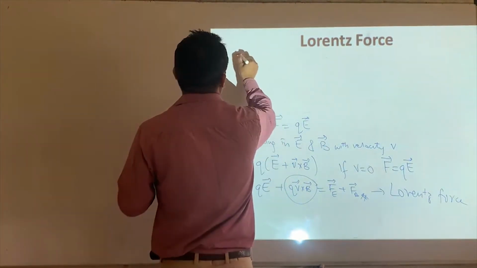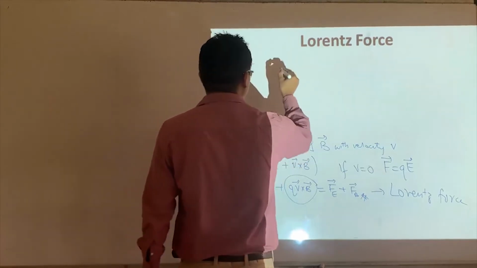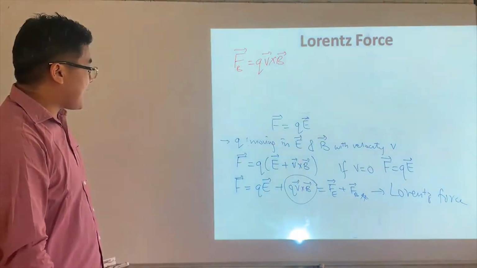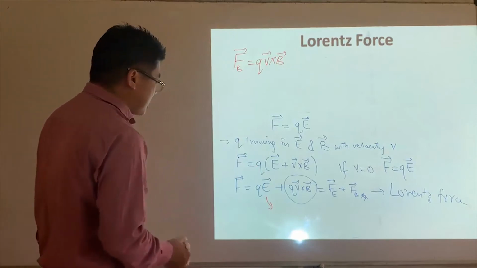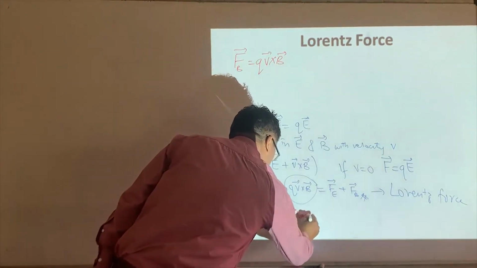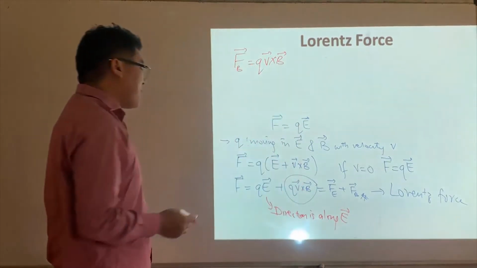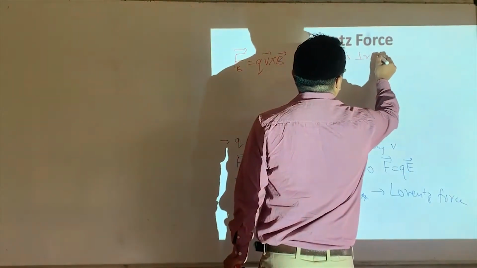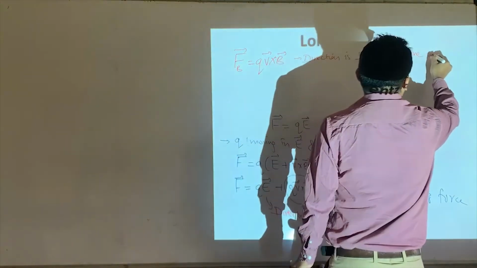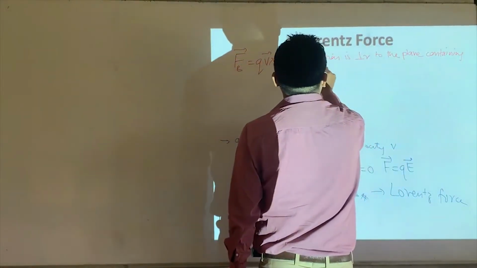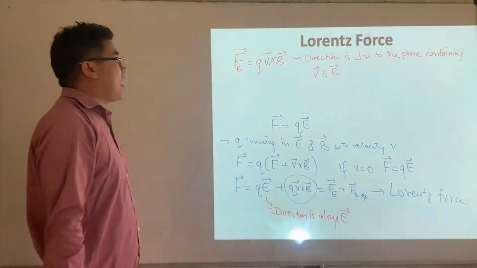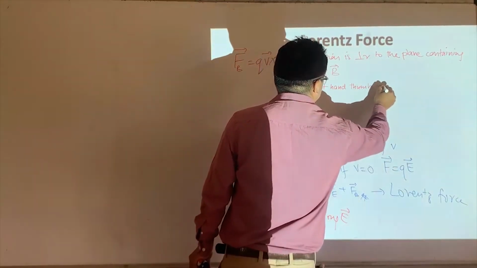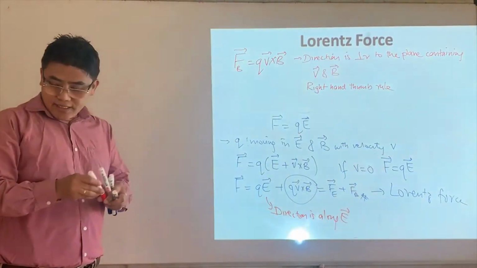So this magnetic force would be equal to QV, this is the magnetic force. As far as electric force is concerned, the direction is along the electric field. What about magnetic force? The direction is perpendicular to the plane containing V and B, and the direction is given by what we call the right hand thumb rule.